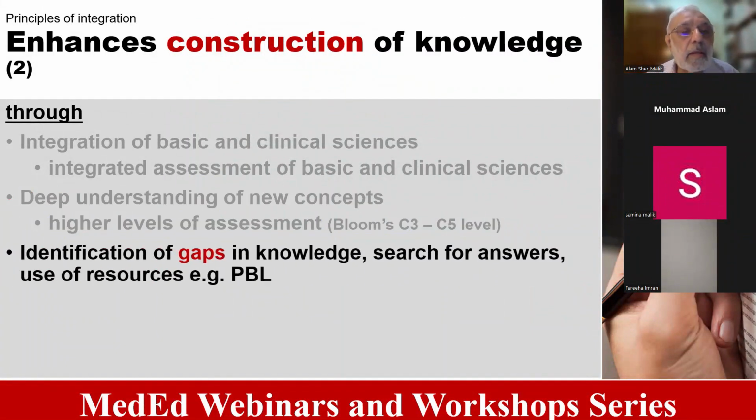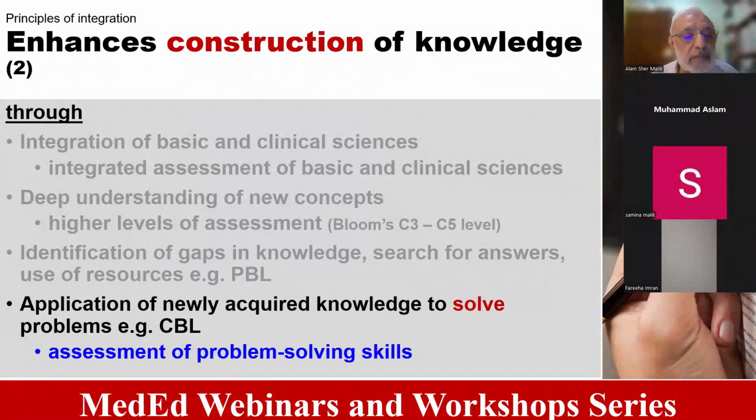The integration enhances construction of knowledge through identification of gaps in knowledge, search for answers, use of resources, for example, as we do in problem-based learning, and application of newly acquired knowledge to solve problems. For example, what we do in case-based learning. So assessment of case or problem-solving skills is the focus of integrated assessment.